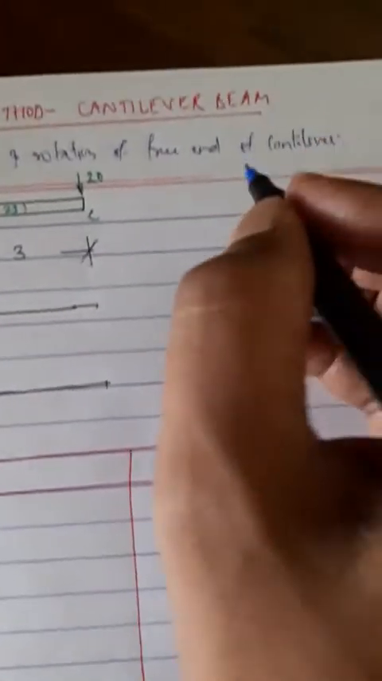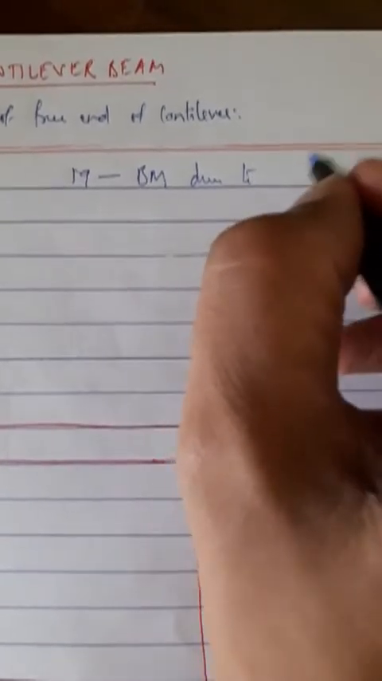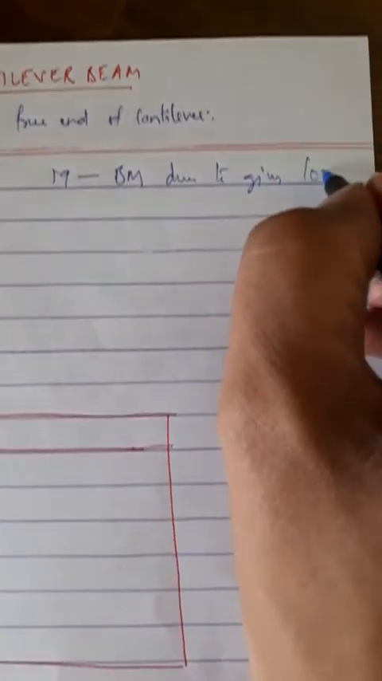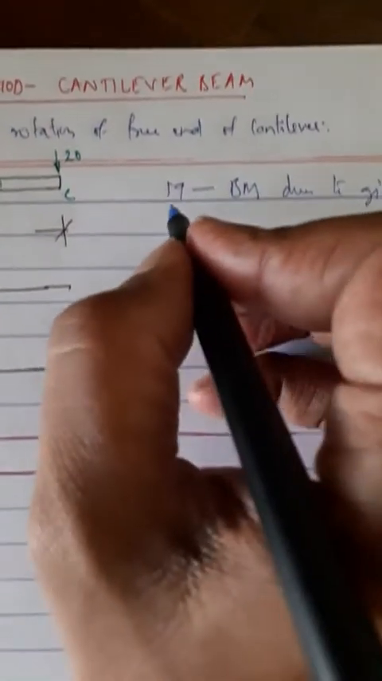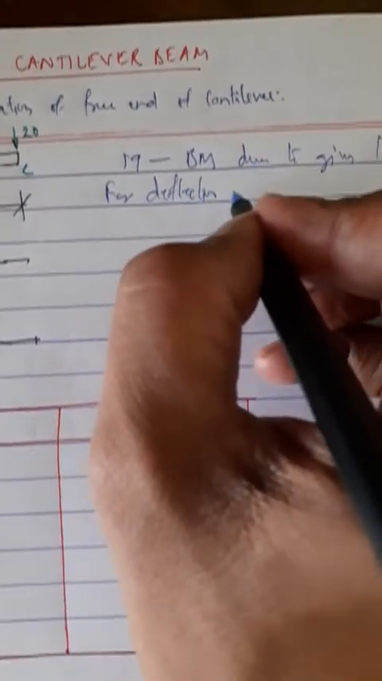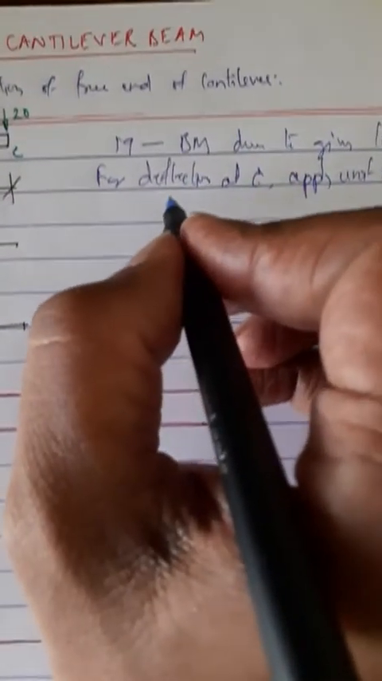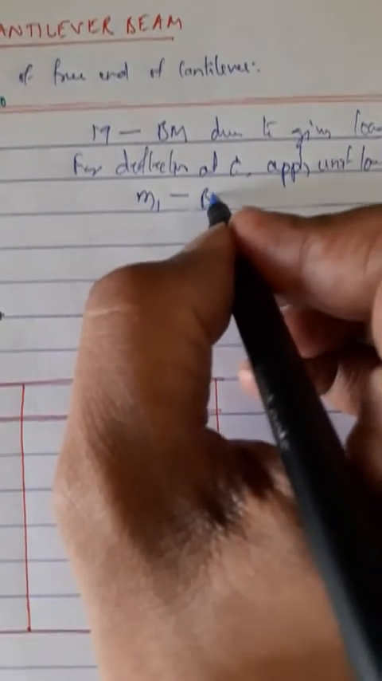Now let us write the values. Let M, capital M, be the bending moment due to given loads. Next, for deflection at C, apply unit load at C. Now for that unit load, let M1 be the bending moment due to unit loads.